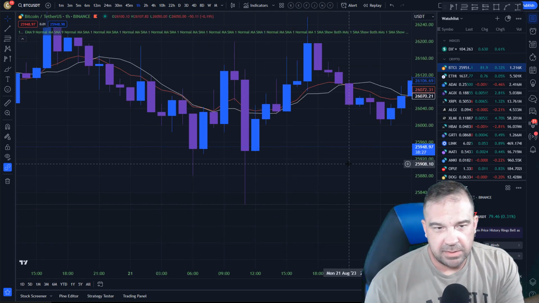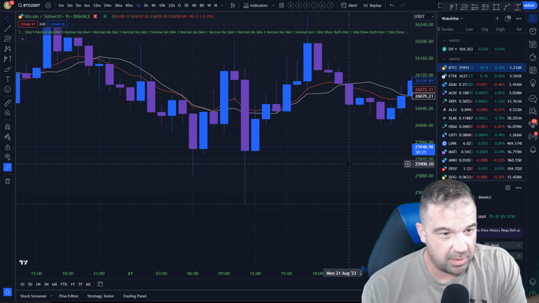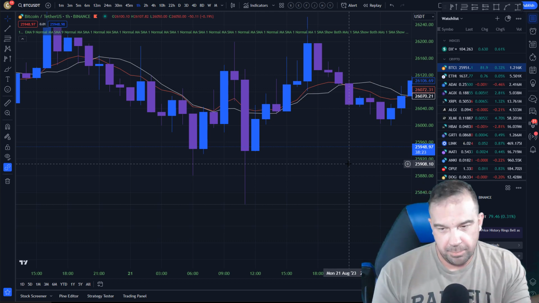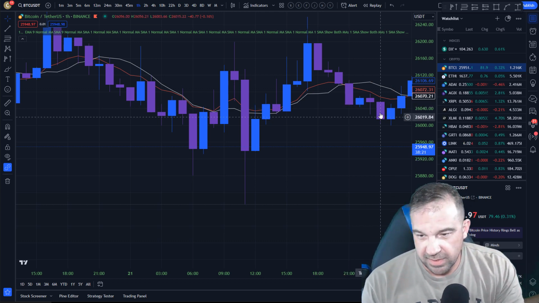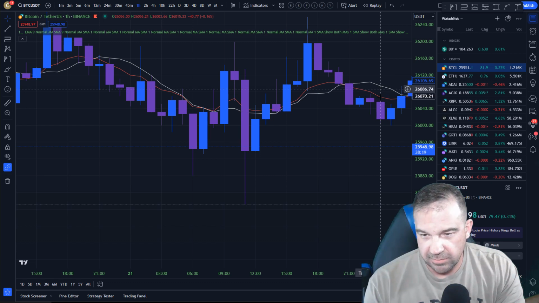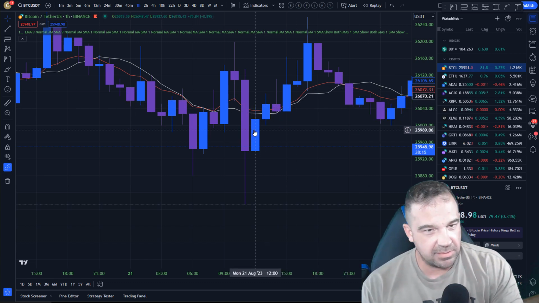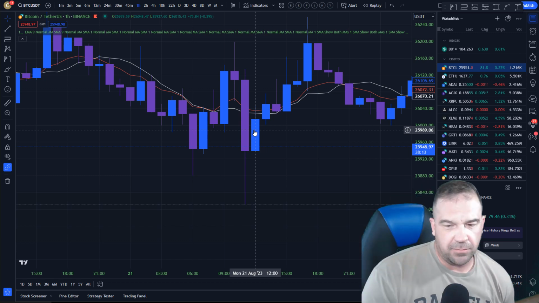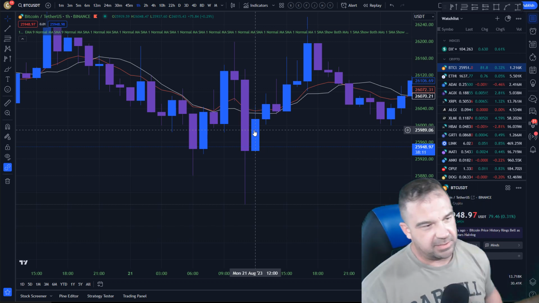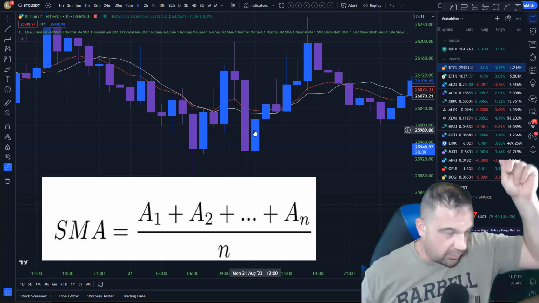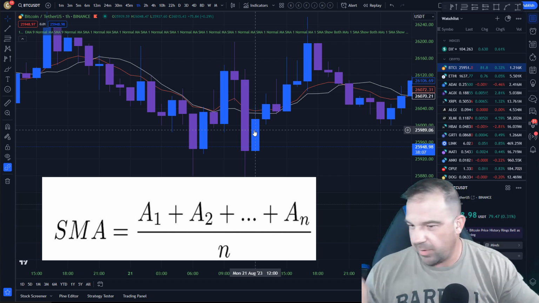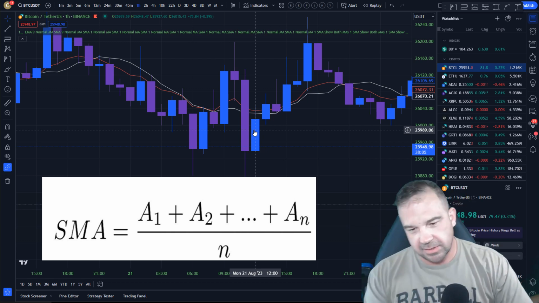And this is not the daily simple, right? This is the 9 periods, right? So these two lines right here are both created off the previous 9 candles. Now, how does that math work, right? So for the simple moving average, it's very simple.